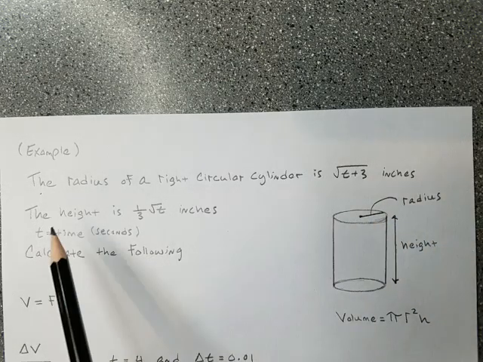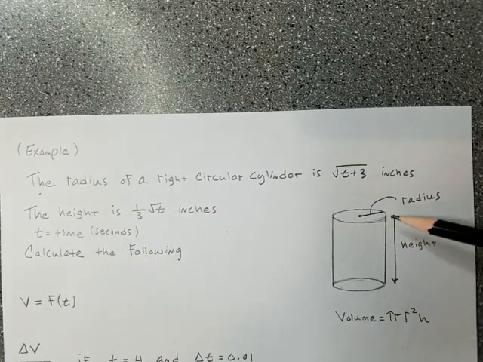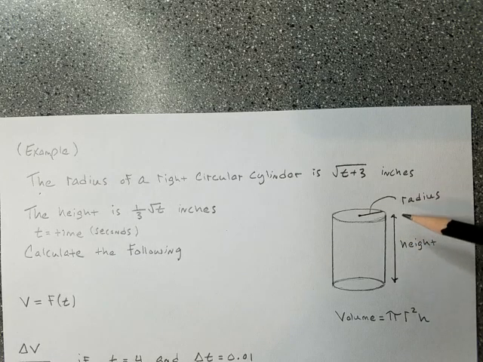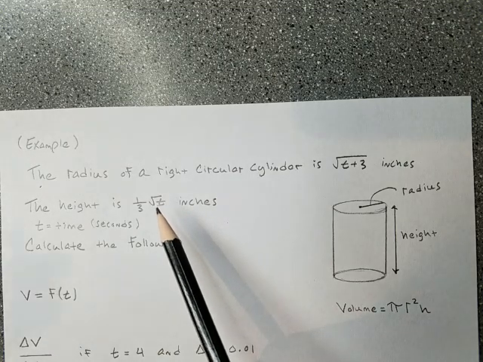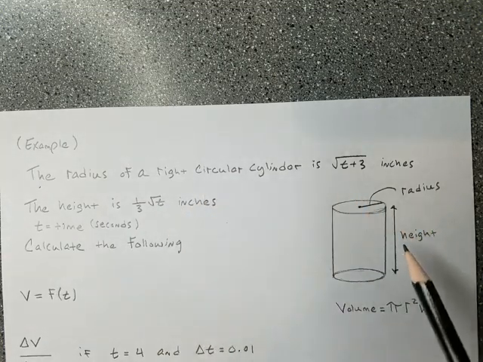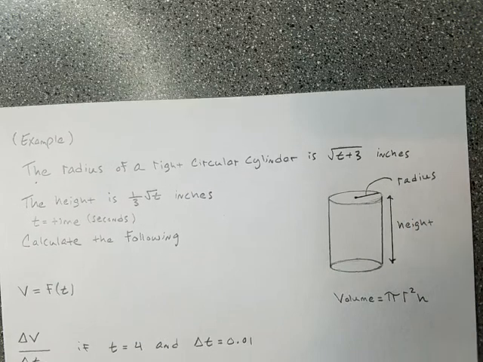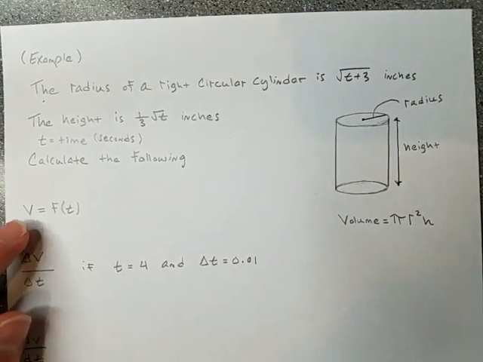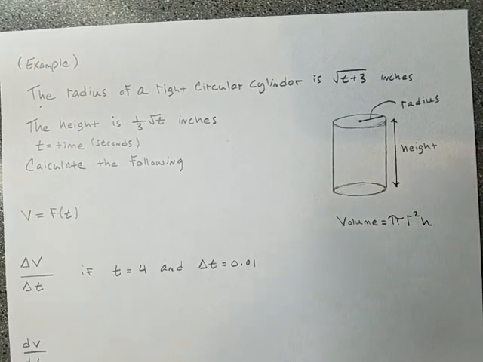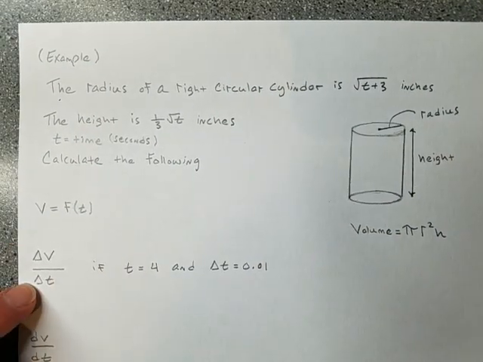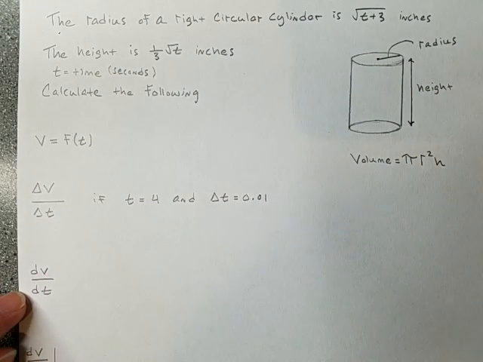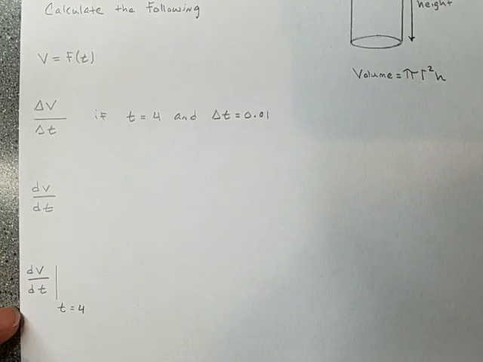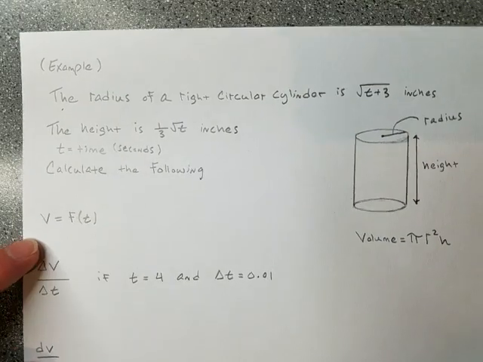All right. The height is 1/3 root t inches. So it's getting bigger with time too. So you can say, well, if t is 4, if that's the moment you're talking about, then the height is 2/3 inches. All right. Can you calculate the following? Can you give me the volume as a function of time? Can you find delta V over delta t if t is 4 and delta t is 0.01? Can you find the derivative, dV over dt? And can you find dV over dt when t is 4? Okay, so I want to find 4 things here.